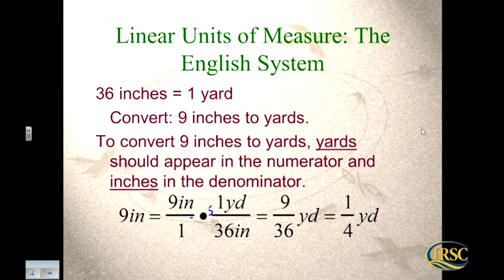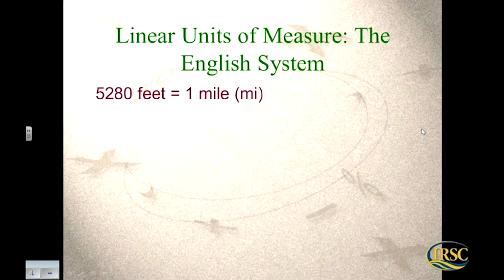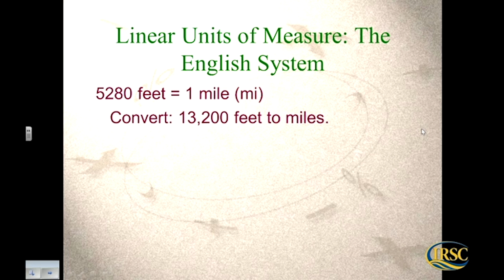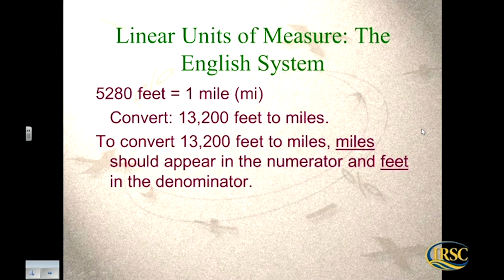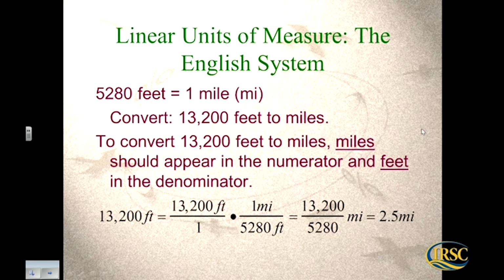So any questions on working this problem out? Okay, so here's your next one. Convert 13,200 feet to miles. And so we know that 5,280 feet equals 1 mile. So you try to do the dimensional analysis on your own here. Okay, so we're trying to go from feet to miles, so that means miles should appear in the numerator and feet in the denominator. And so hopefully when you set up your dimensional analysis, it looks like this. 13,200 feet, we can put it over 1, multiply by 1 mile over 5,280 feet.